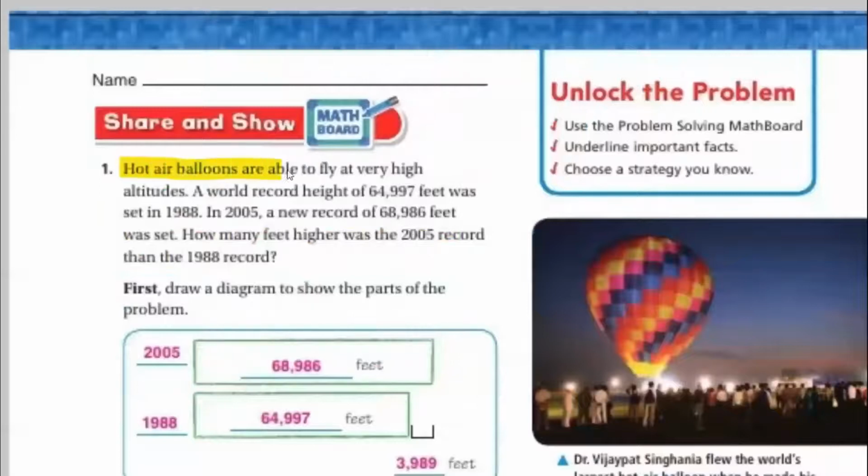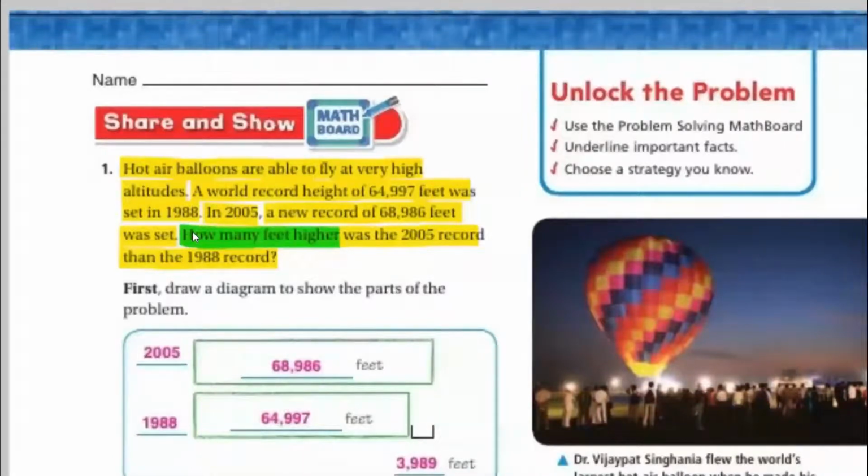Hot air balloons are able to fly at very high altitudes. A world record height of 64,997 feet was set in 1988. In 2005, a new record of 68,986 feet was set. How many feet higher was the 2005 record than the 1988 record? Okay, so how many feet higher?